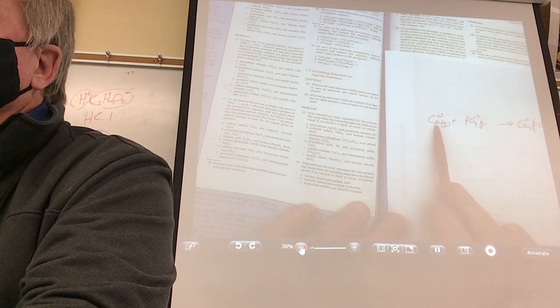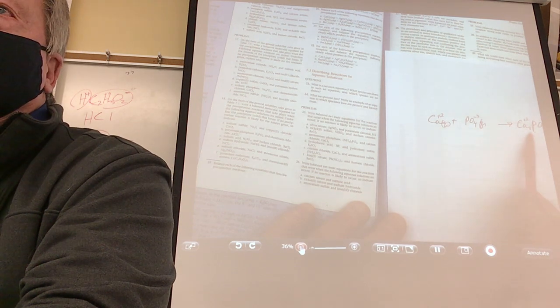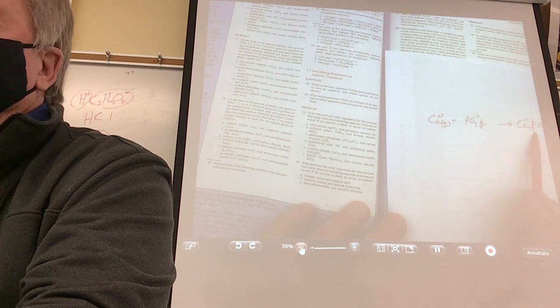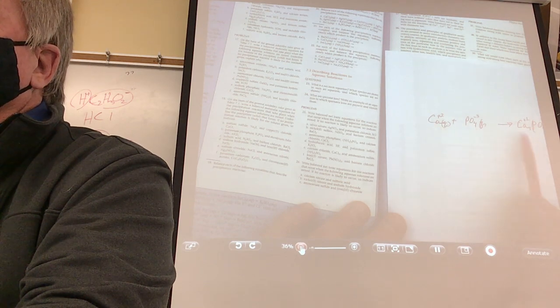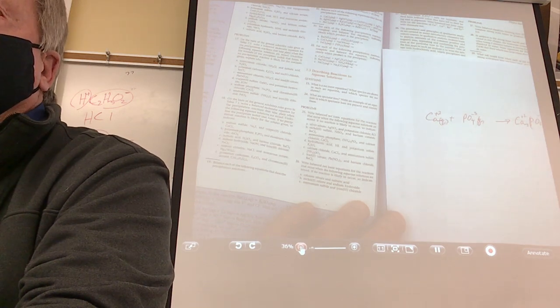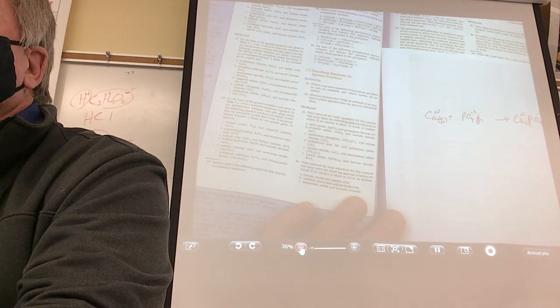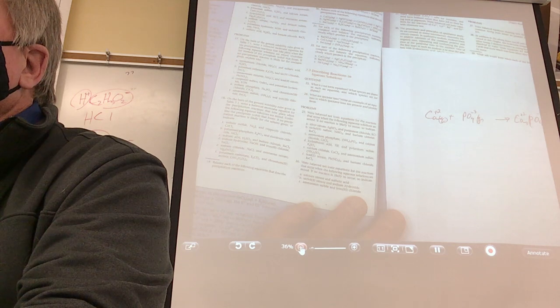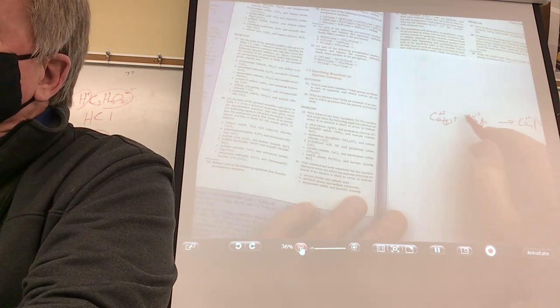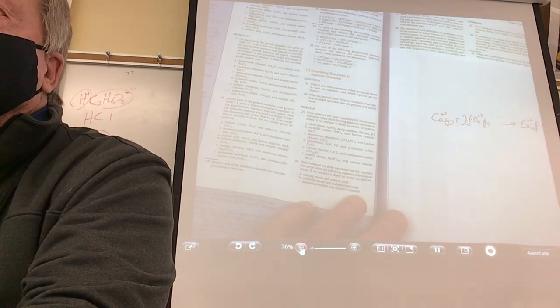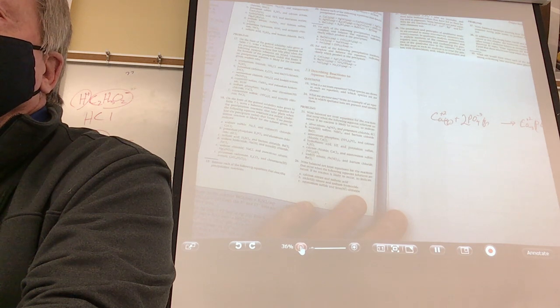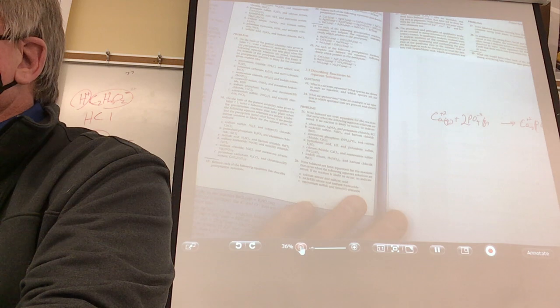Can you take one of those and add it to one of those and get that? Can you take one of those and make that? No way. So now, I had to fix this. What am I going to do here? You need 2 phosphates. How many? 2. Yes. And 3 calcium. How many calciums? 3.